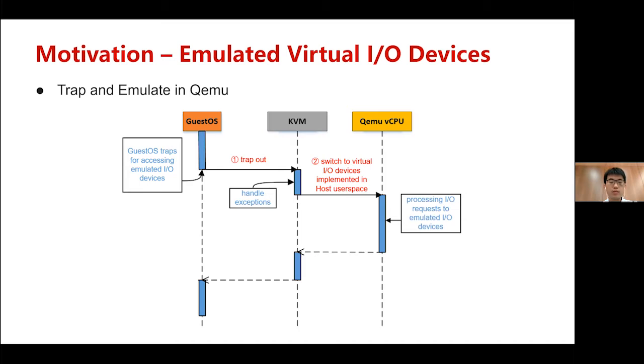Then, QEMU threads process the I/O request and return the I/O results. Context will switch back to KVM. KVM further returns back to the guest through switching context. Finally, the guest resumes. As we can see from the whole procedure, costly context switches between host and guest exist and are unavoidable in current software and hardware architecture.